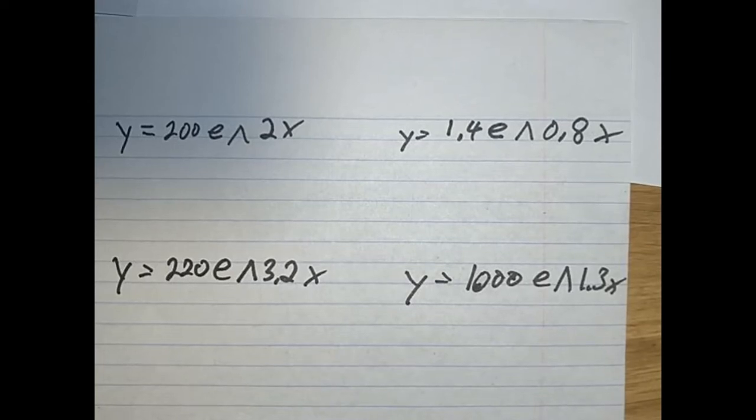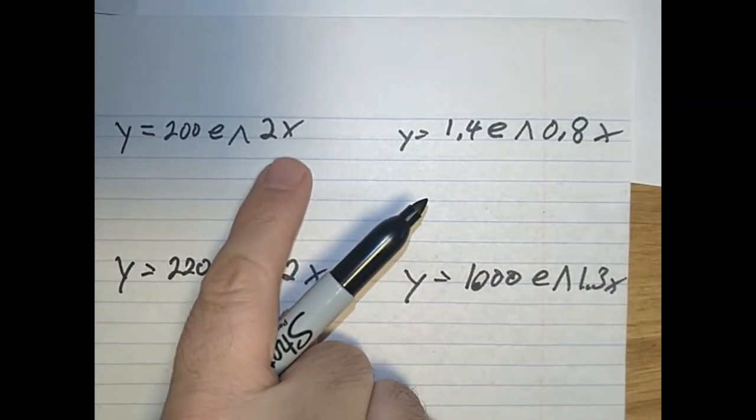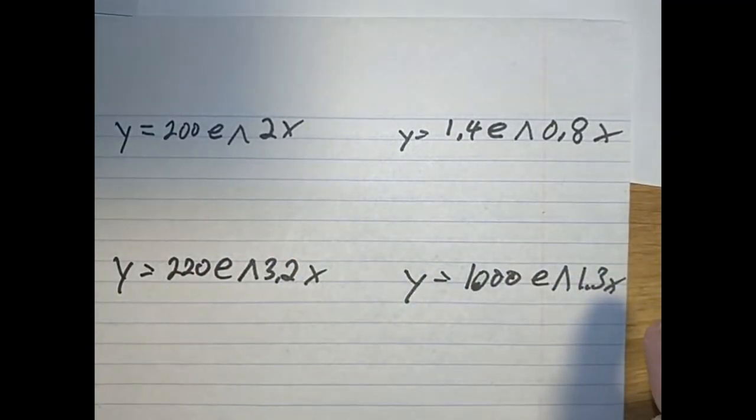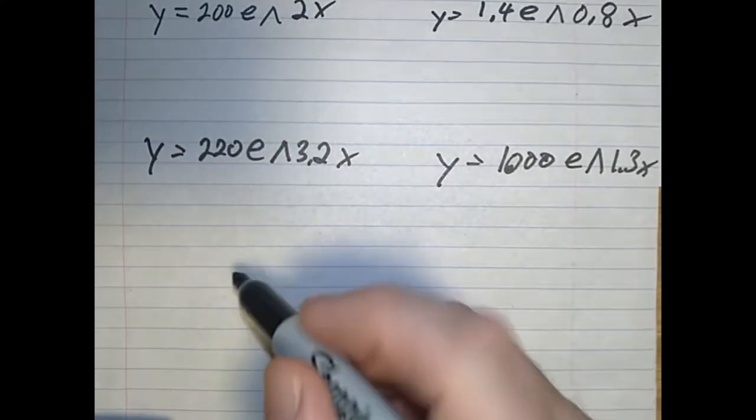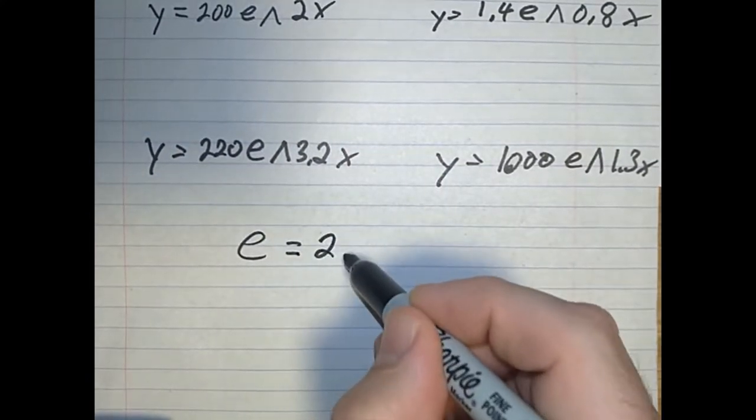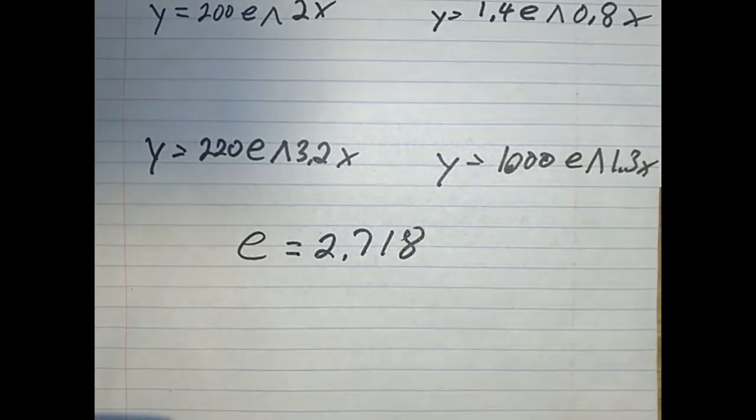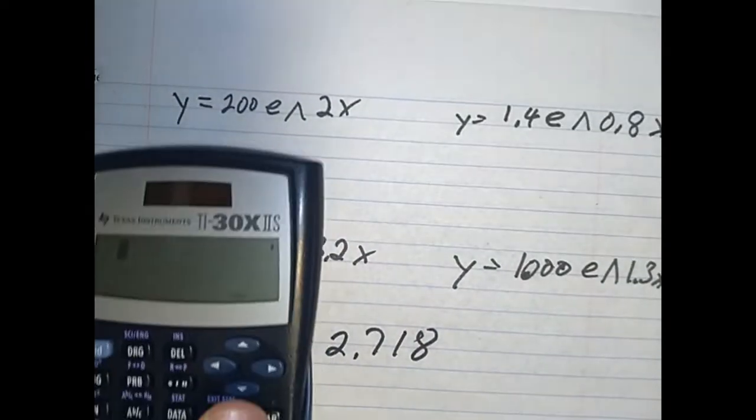Okay, quite often this little e comes up when you're finding your exponent equation. It comes up here, so I'm going to show you how to work with it. This little e is equivalent to 2.718. I'm going to write it at the bottom here. And there's also an E button on some of these calculators.